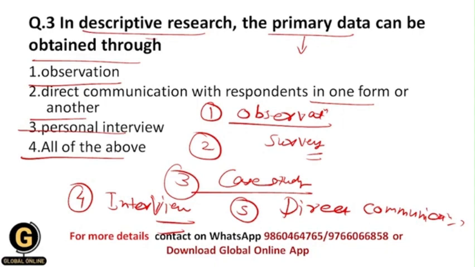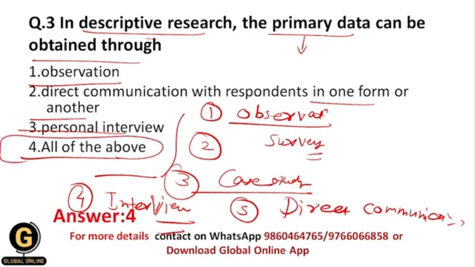Okay. So students, from these 5 data collection methods, now we can understand the correct answer to this question should be 4, that is all of the above, because observation is a data collection method, direct communication is another data collection method, and personal interview is a third data collection method, and all of these we can use to collect the primary data in descriptive research.